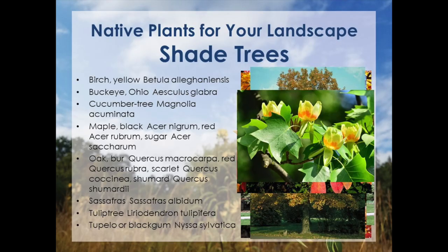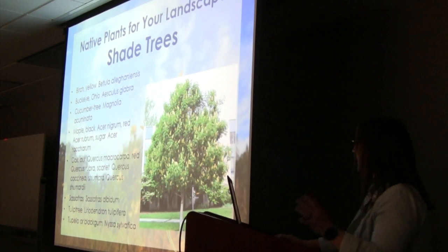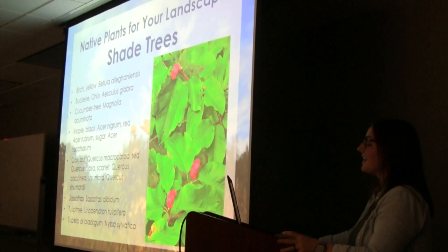Shade trees. So these are your big trees here. So yellow birch. If you got a wet spot, look at that golden exfoliating bark. Ohio buckeye. You either love buckeyes or you hate them. Cucumber tree. I cannot tell you how many times I've been leading a hike and somebody has picked one of those up off the ground and said, "What is this?" It's a seed pod from the cucumber magnolia.